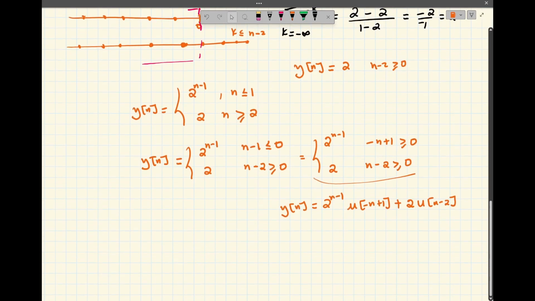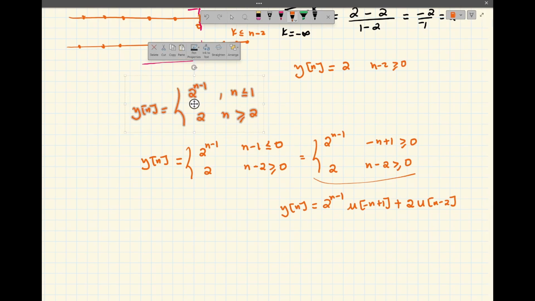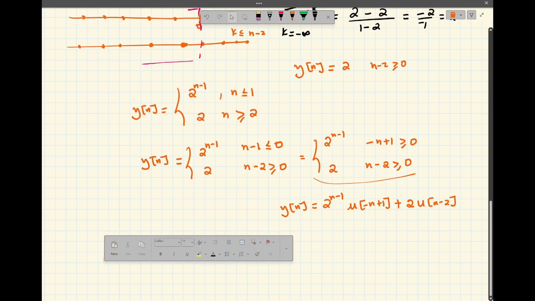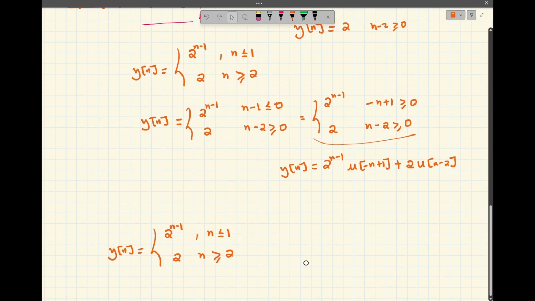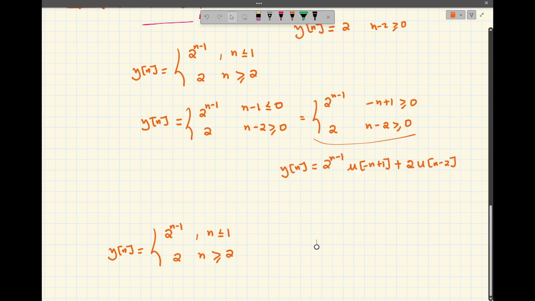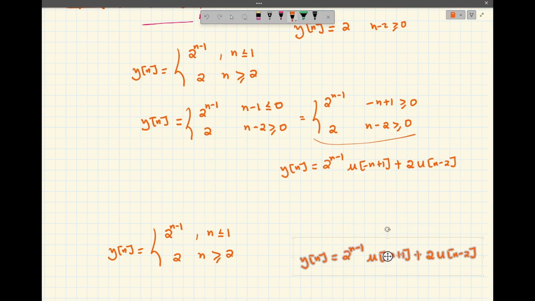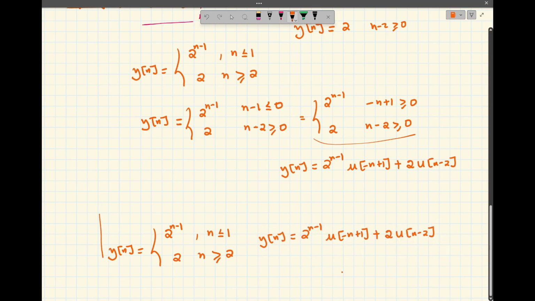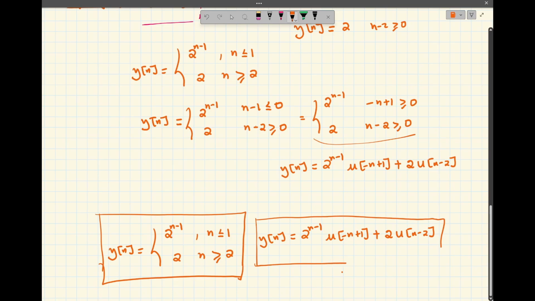Okay, so we could either have this. All right, so let me copy this. I'm gonna paste it down here. You write it like this. So I don't know what form you prefer, but if you write it as a piecewise function, that's what it is. But if you write it in terms of the unit step function, this is what it is.